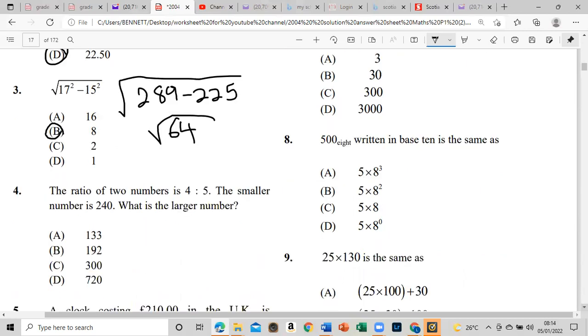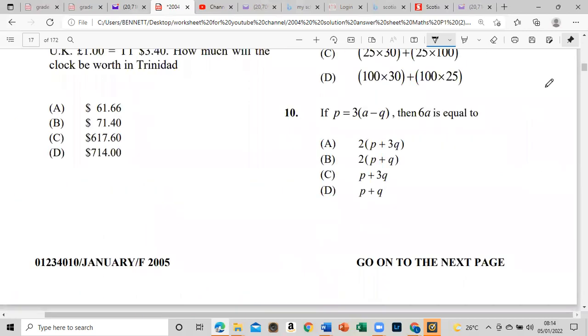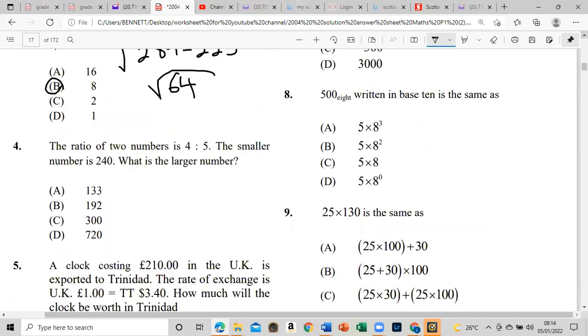All right, the ratio of two numbers is 4 to 5. The smaller number is 240. What is the larger number? So we need to find what 1 share is. We say 4x equals 240. So just divide by 4. This is to find 1 share.